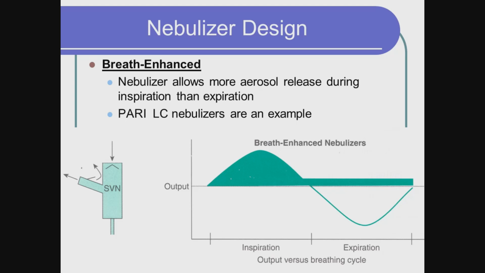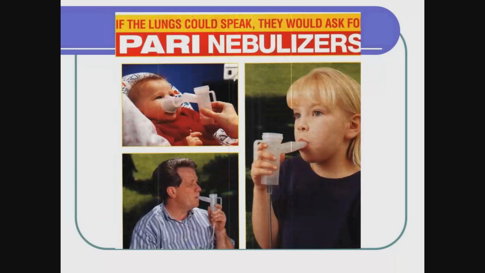These are called breath-enhanced. One of the ones we'll end up seeing is called the Pari LC nebulizer, which is one of those examples. There are certain medications that are recommended to be used with this nebulizer. And this is an example of the Pari nebulizer. You can see it can even be used on a small infant with a mask attached to it.